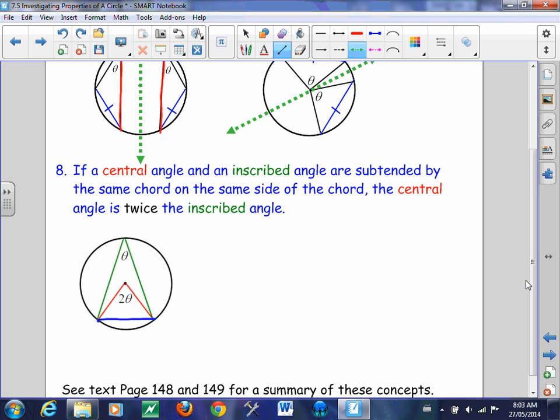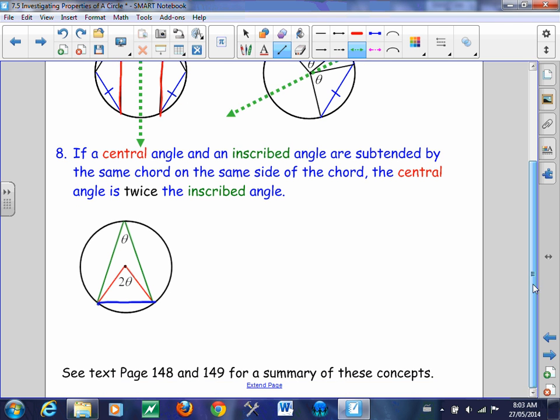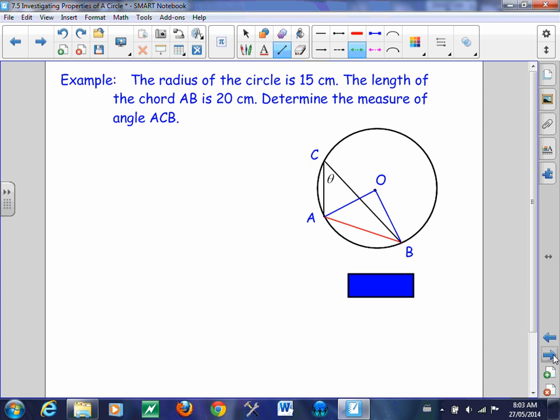All right, so for further explanation on those 8, please take a look in your textbook, page 148 and 149 as a summary of these concepts. I'll ask you to come back and review that just before your unit test. Let's try one example before we go. It's dealing with that last philosophy about the central angle and the inscribed angle.